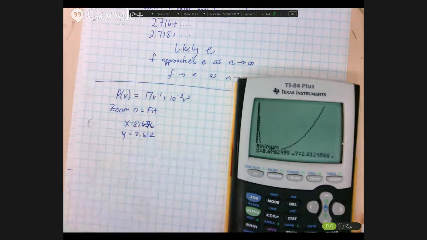All right, so at a velocity of 8.676 meters per second, the bird is consuming 2.612 joules per second of energy. That's what the answer means, which is the most efficient. Alright, that's the most efficient.